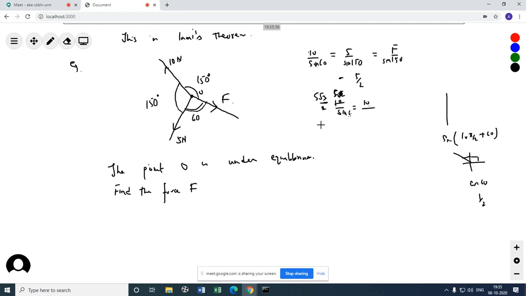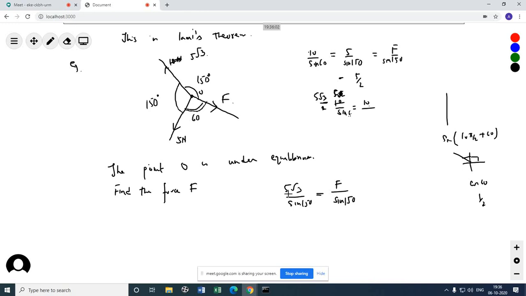It should be 5 root 3. Then you will get the answer. Then you can easily find, na? So it should be 5 root 3 by sine 150 is equal to F by sine 150.